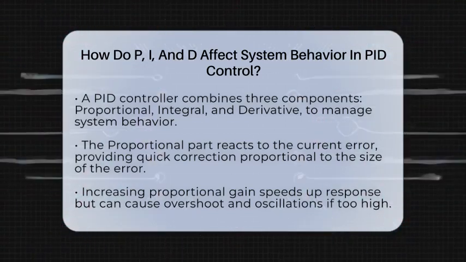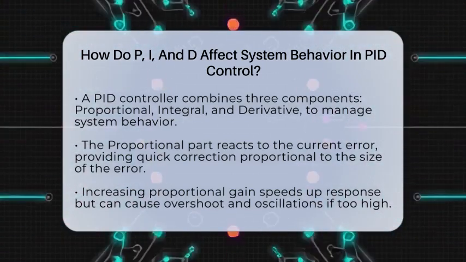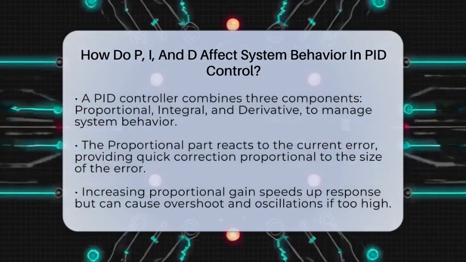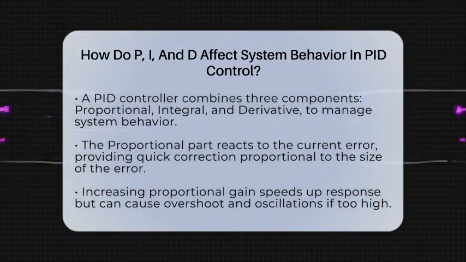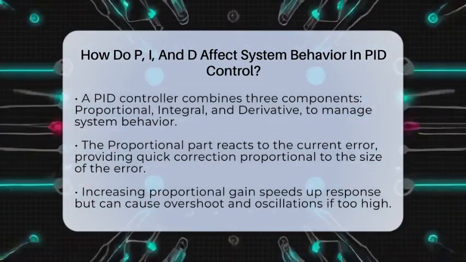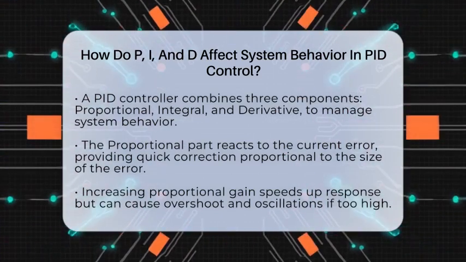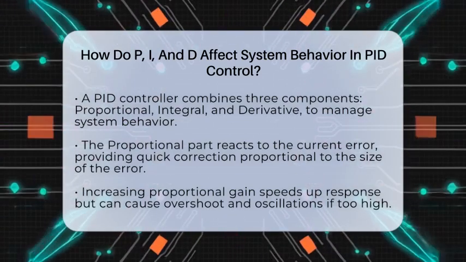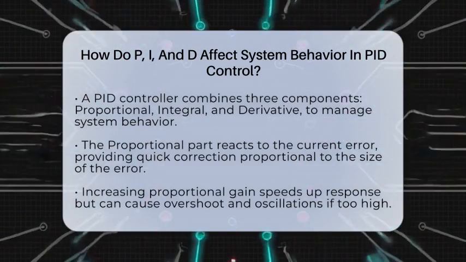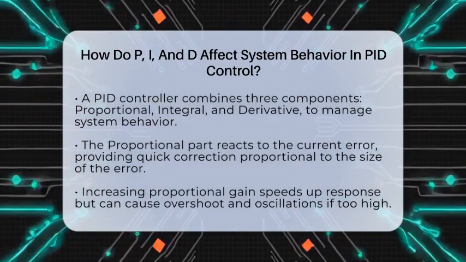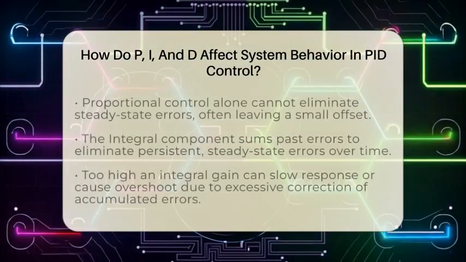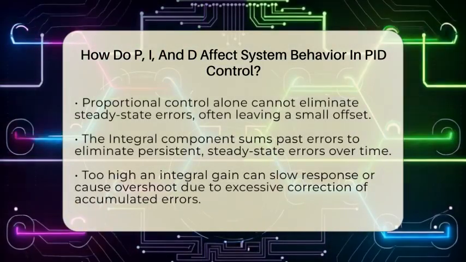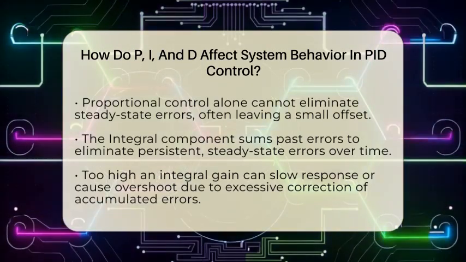First, the proportional part reacts to the current error, which is the difference between what you want and what you have. If the error is big, the proportional response is strong, pushing the system toward the set point quickly. Increasing the proportional gain makes the system respond faster, reducing the time it takes to reach the target. But if the gain is too high, it can cause the system to overshoot and start oscillating, like a car bouncing past a stop sign. Proportional control alone can't fix a steady offset, meaning the system might settle slightly away from the target.